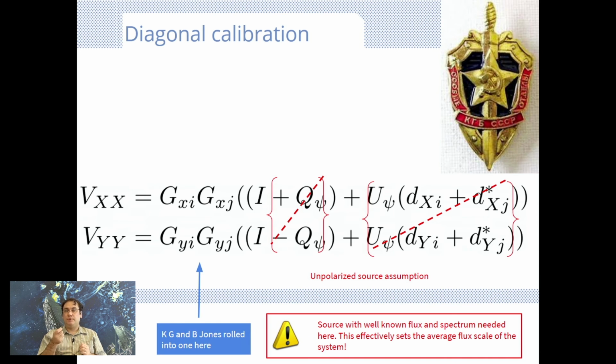So a source with really a well-known level of flux is necessary to actually compute these terms. Remember that our interferometer is essentially uncalibrated by the point where we receive raw visibilities from our system. So we need to assign a flux scale to our measurements, and we do this with a very well-known, very bright source.